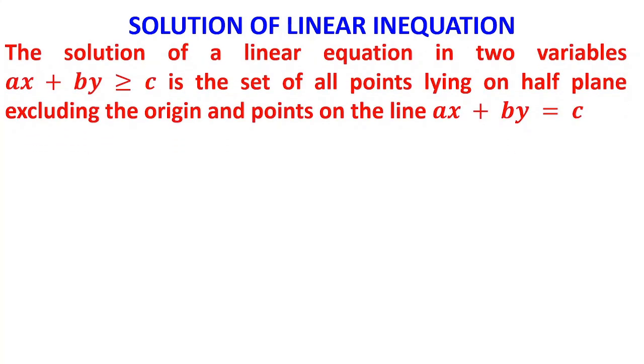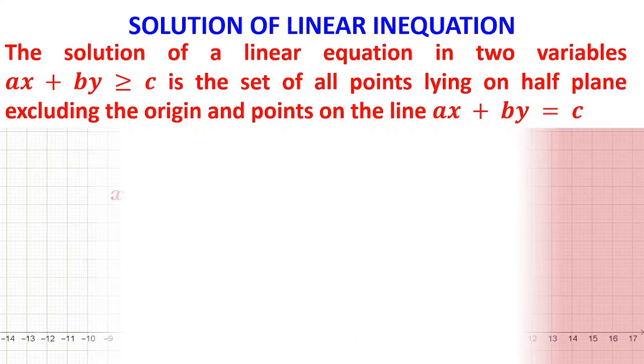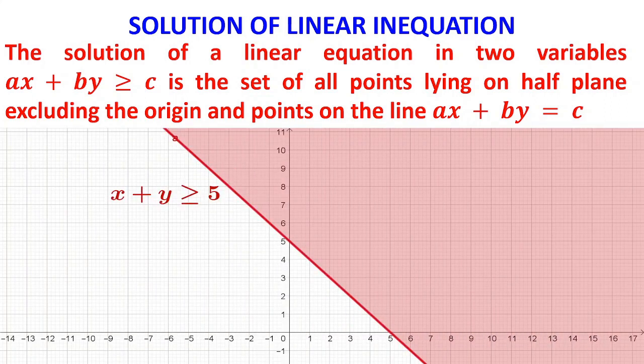Now let us consider what the solution will be for a linear inequation. It will be the set of all points lying on a half plane. The line will divide the whole plane into 2 half planes. In one half plane, the solution will be there. And if it is greater than or equal to c, it excludes the origin. For example, taking the same equation, x + y >= 5. Now you are seeing that for x + y = 5, only the points lying on the line are solutions. But for x + y >= 5, all the points lying above the line. (0, 0) does not satisfy this inequation, therefore the origin is excluded.